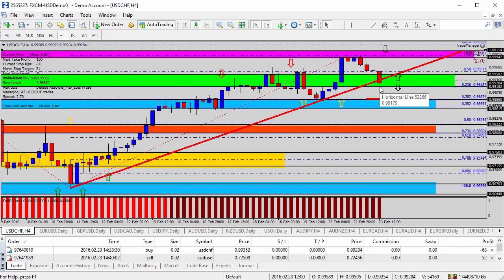If it breaks the green zone, I don't want to stay in it too long, but I won't jump out of it immediately. A breakout underneath 99.15 likely sees the blue zone challenged. Under the blue zone, of course, we would change this back to a downtrend bias here for the U.S. franc.